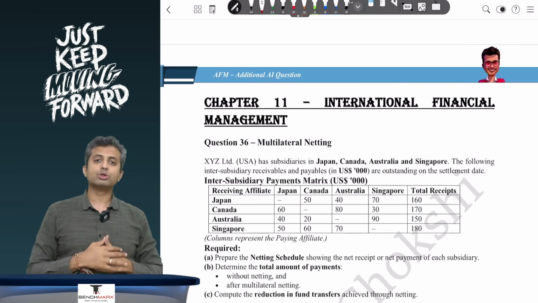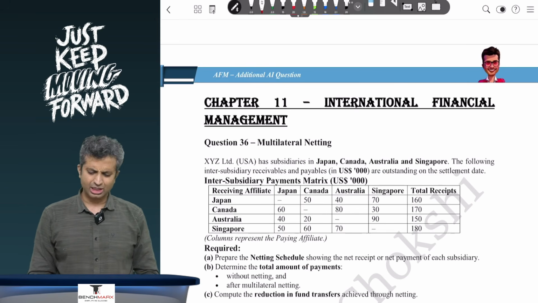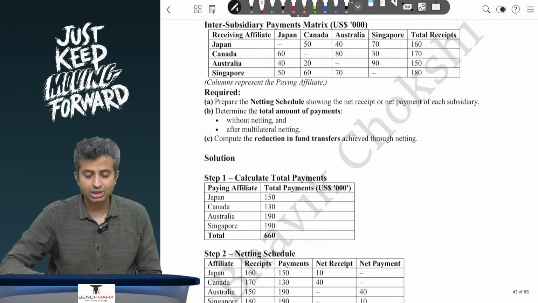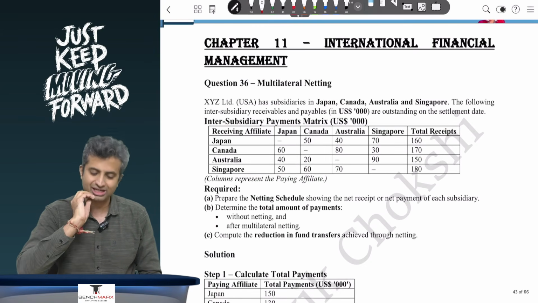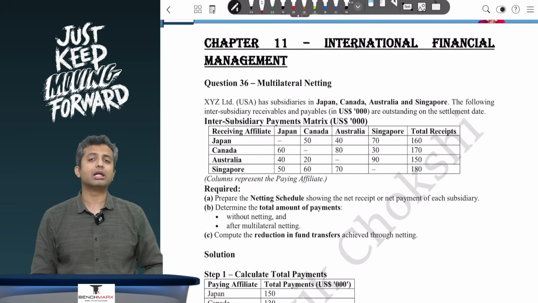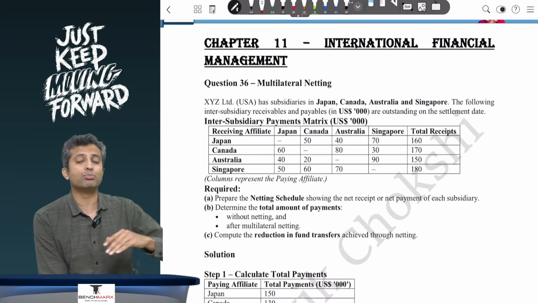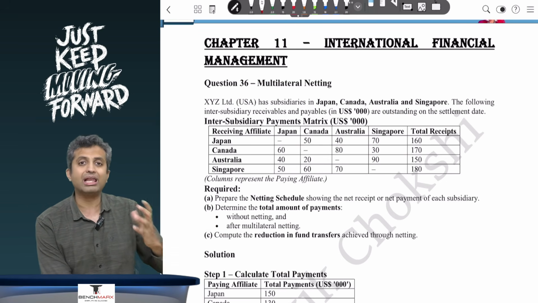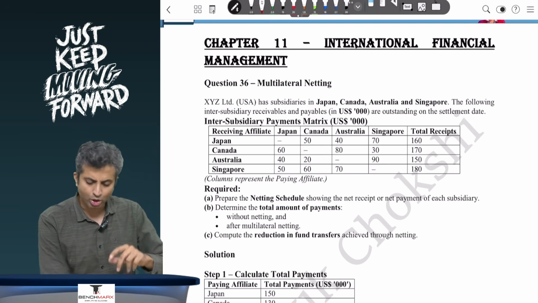Okay, next you go on to the next chapter, which is international financial management. We'll probably do a question over here, which is similar to what we have done in foreign exchange netting and matching. So one of the ways to manage in international financial management is bilateral netting. What do you mean by bilateral netting?